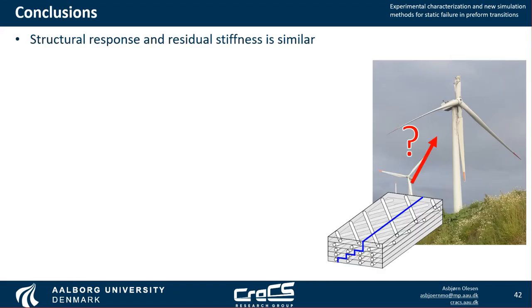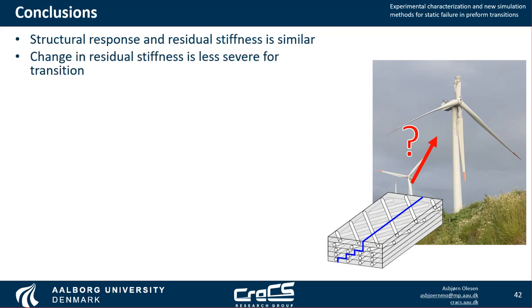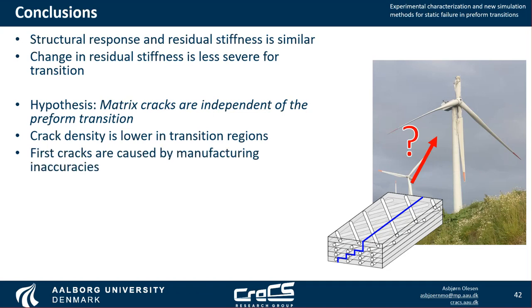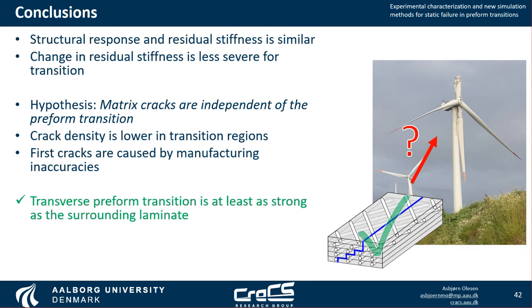Summing up, we see that the structural response, residual stiffness, is similar. There's even a little bit of beneficial decrease, or less severe decrease, in residual stiffness for the transition. We had the hypothesis that matrix cracks are independent of the preform transition, but what we actually saw was that the crack density is lower in the preform transition regions. We also saw that the matrix cracks that appear first are caused by manufacturing inaccuracies rather than the preform geometry.